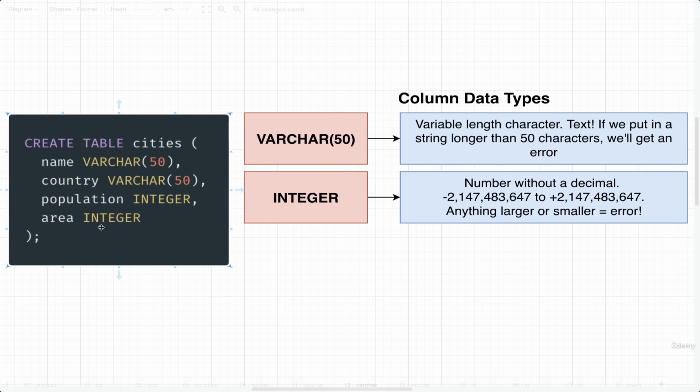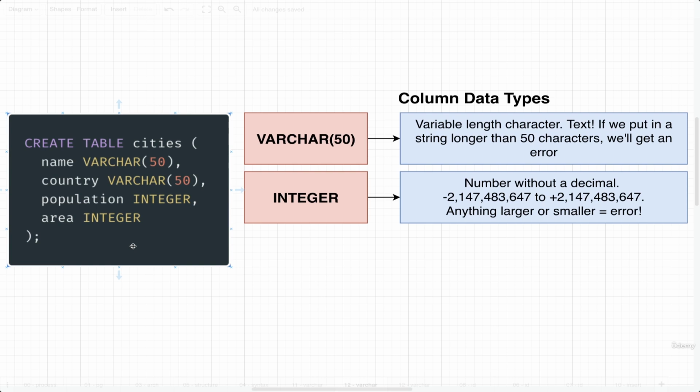Population and area are designated a type of integer. Integers in Postgres are numbers without decimals. They can range from about -2 billion to about +2 billion. If we ever try to insert a value into population or area larger or smaller than -2 billion to +2 billion, then we're going to end up getting an error.